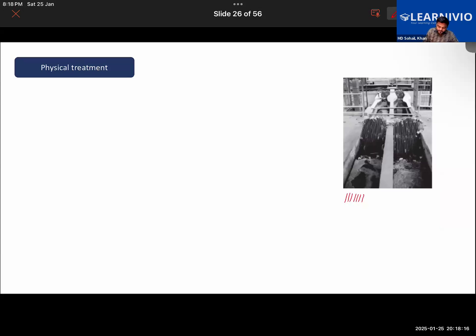So in this one, we have got the bar screens. These are called bar screens. The bar screens will first remove the large rubbish objects like sticks, cans, plastic bottles, poly bags, napkins, could be sanitary towels, etc.